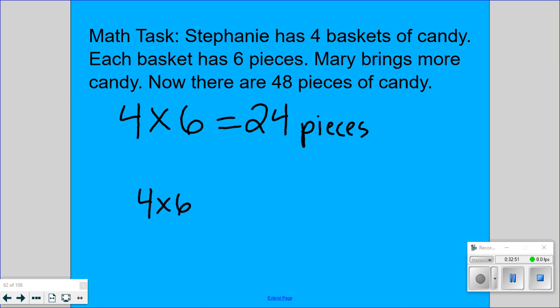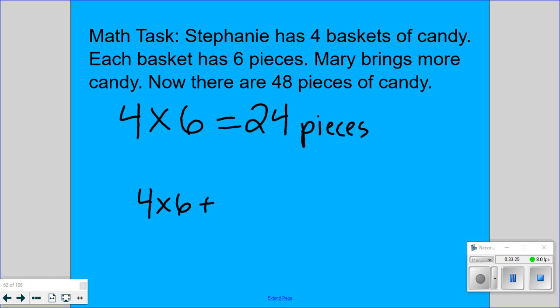But then what happened? So Stephanie's got her candy, but then what happened? Think about our story. What happened next? Jalen? Mary brought 9 pieces of candy. Yeah, she brought some more, right? What operation would I use to say someone brought more? Does that sound like subtraction? No. So what operation is it? Colby? Yeah, I'm going to add. What am I adding?